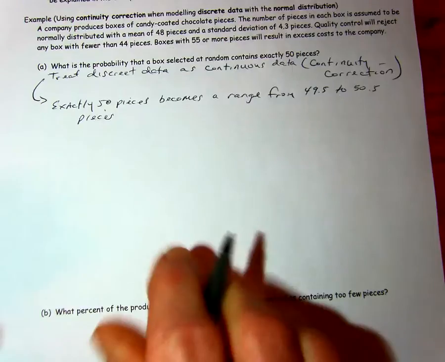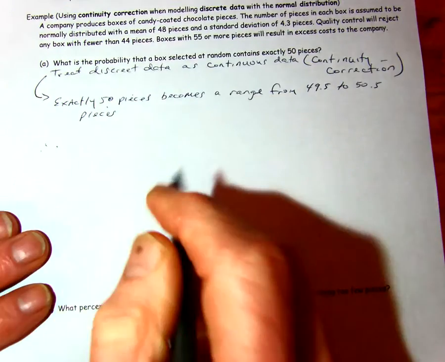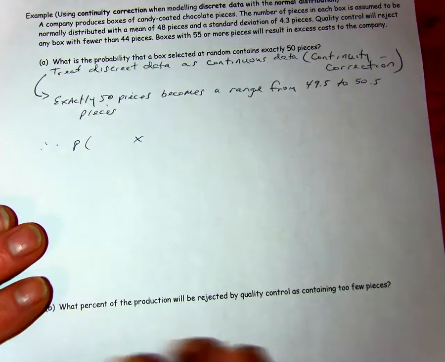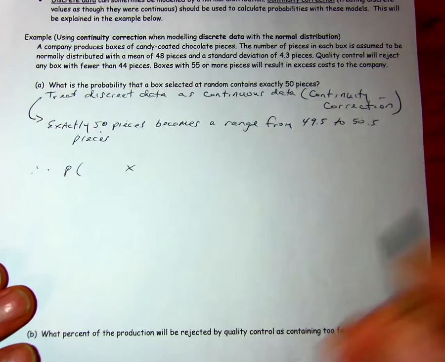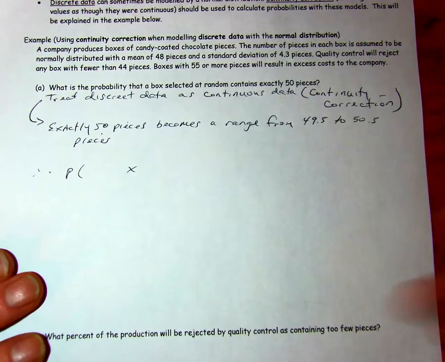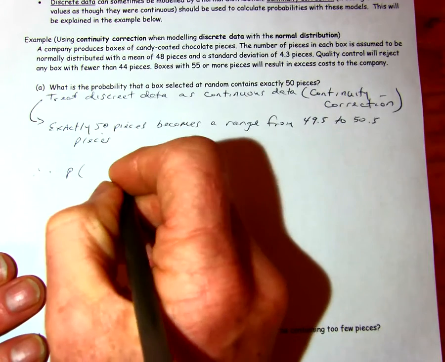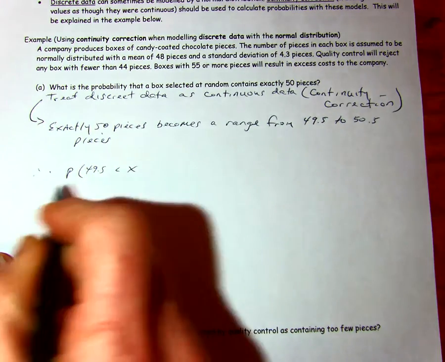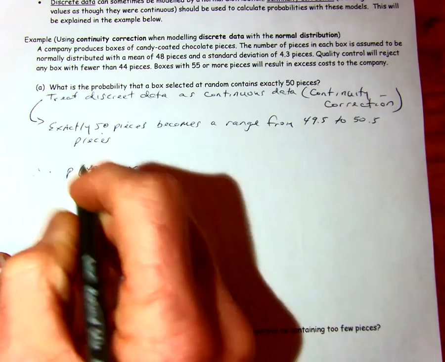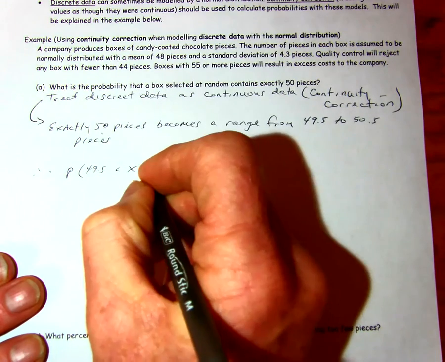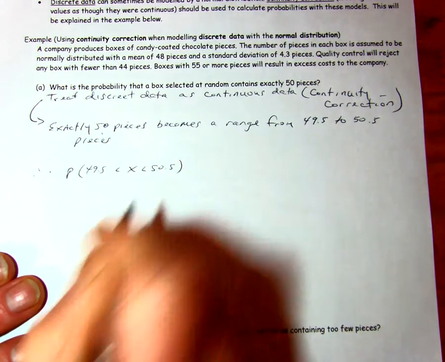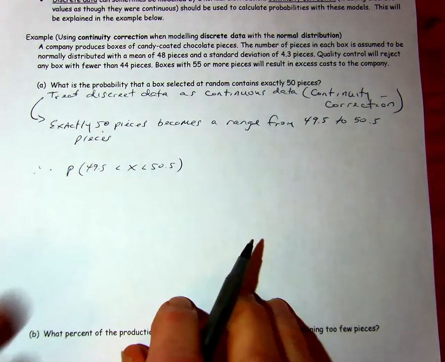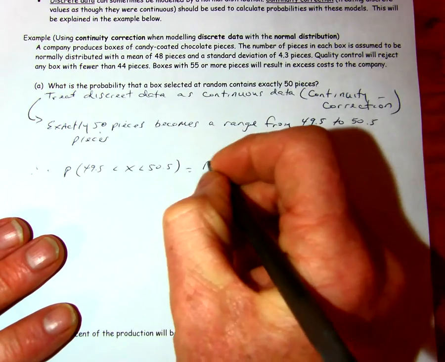Therefore, we're going to find the probability that X, the number of chocolates, is greater than 49.5. So instead of putting X equals 50, we're going to write X is greater than 49.5 and less than 50.5. That's the same thing, because there's no other way to do it.